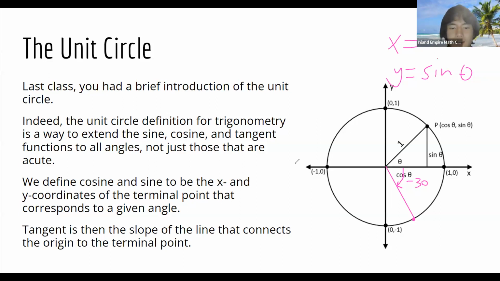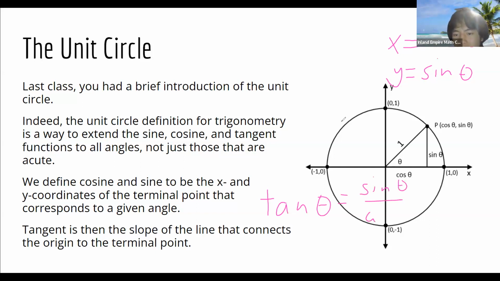Okay. So moreover, something interesting you would see is that, remember how tangent is opposite over adjacent, right? But then you'll see that in this case, opposite over adjacent is simply sine over cosine. And this actually really matches what we learned earlier, because last class you should have learned that tangent of an angle theta is actually equal to sine of that angle over cosine of that angle.